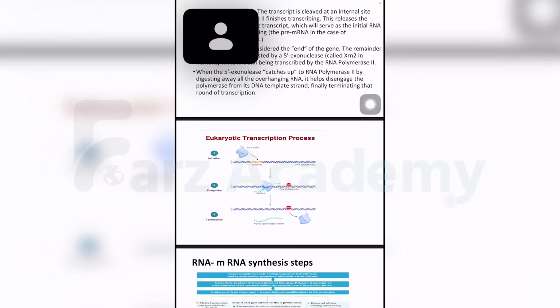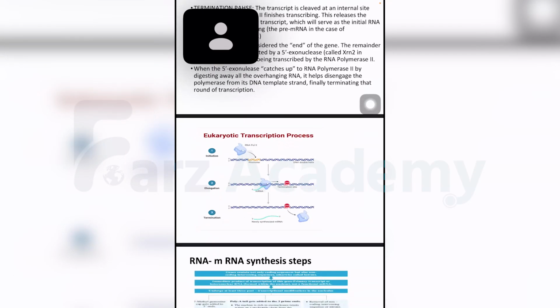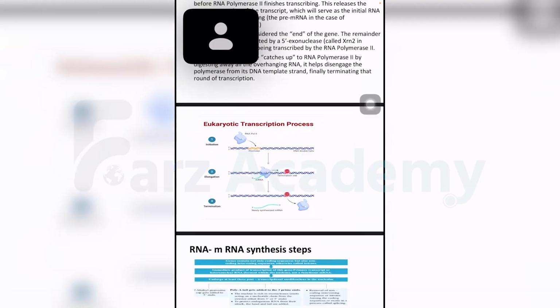And then this newly synthesized mRNA will undergo post-transcriptional modification. The word says after transcription: modification, splicing, capping, and tailing, right? The poly A tail gets added, the 7-methyl guanosine cap gets added, and the splicing. Splicing is where the non-coding part, which is the introns, gets removed, and the coding part, that is the exons, gets joined to make the mRNA very functional. And that is the complete transcription process.